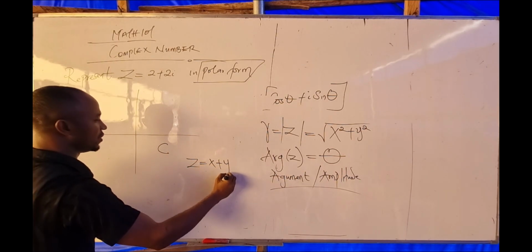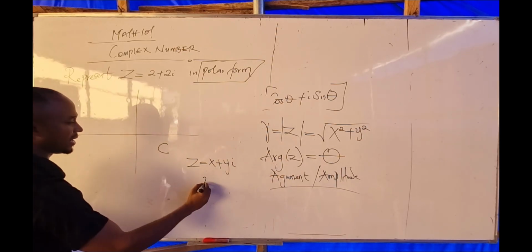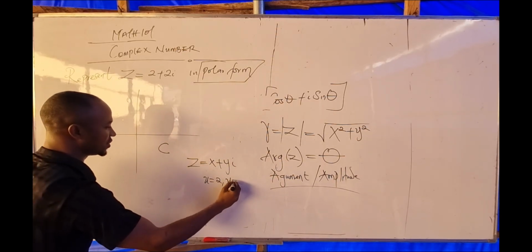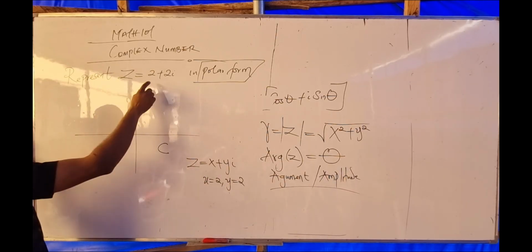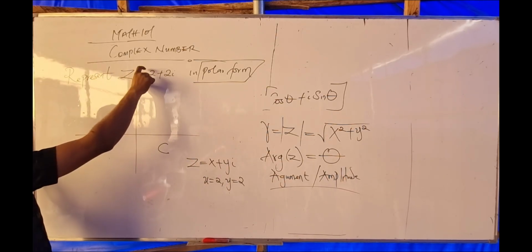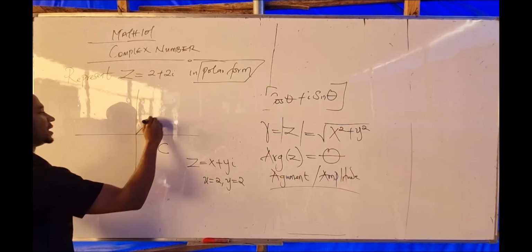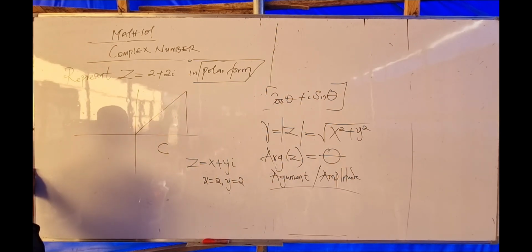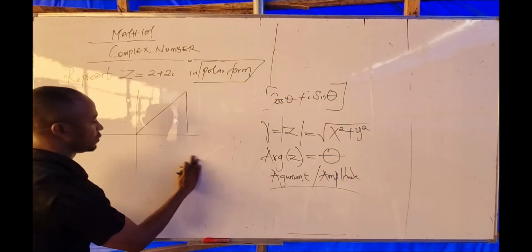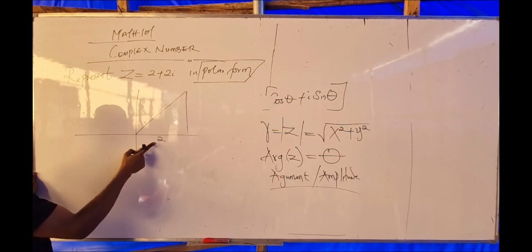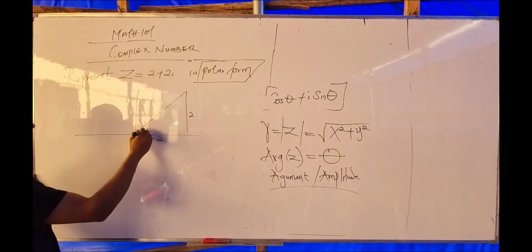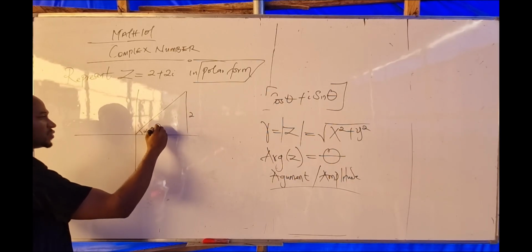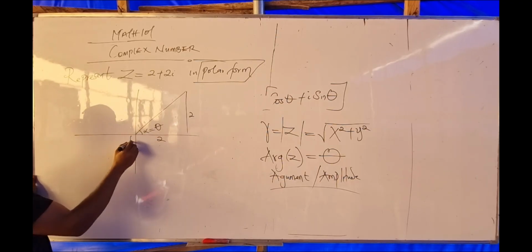Now, if the general form is z equals x plus yi, that implies that x is equal to 2 and y is equal to 2. The real part is 2, the imaginary part is 2. Since both x and y are positive, they will fall in the first quadrant. We bring out the value of x as 2 and the value of y as 2. There's an angle formed there. The angle here is called alpha, but alpha here is equal to theta.